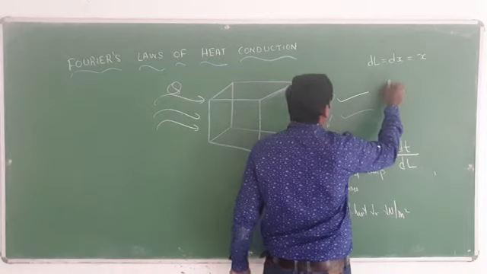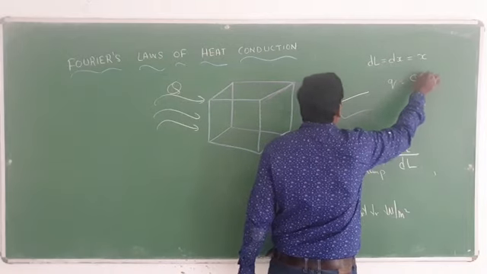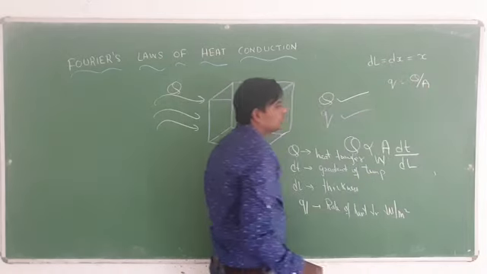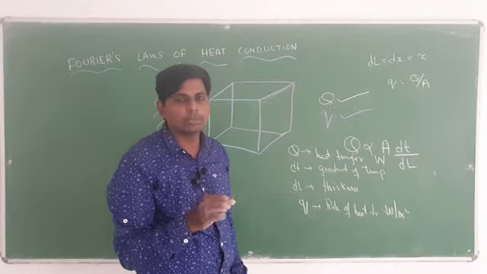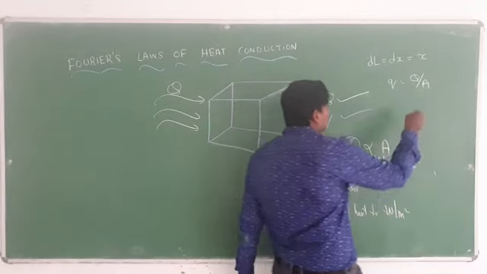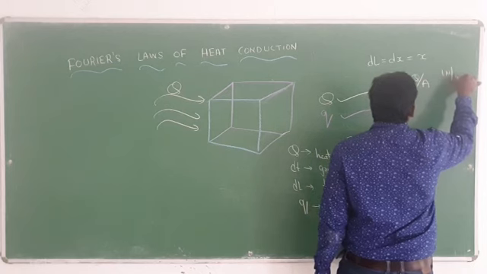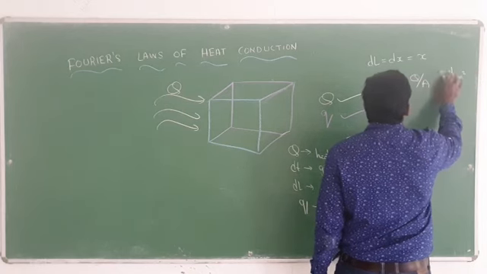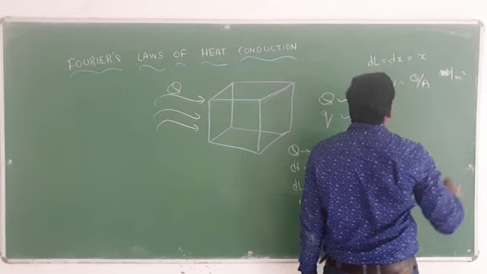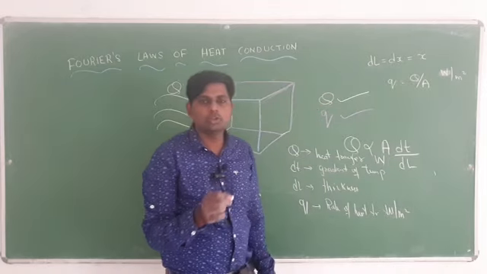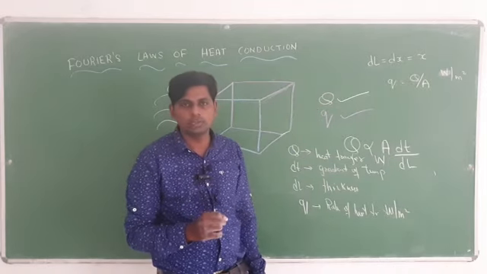because small q is equal to capital Q by area. So, here you can write W by meter square, where W stands for watt.